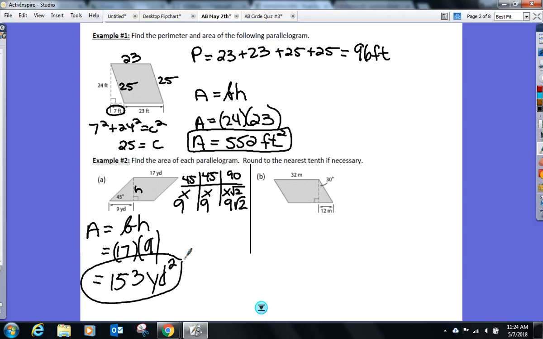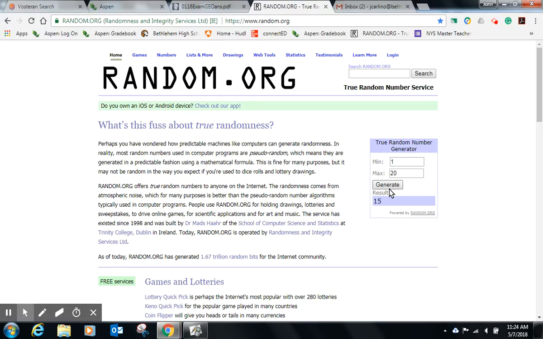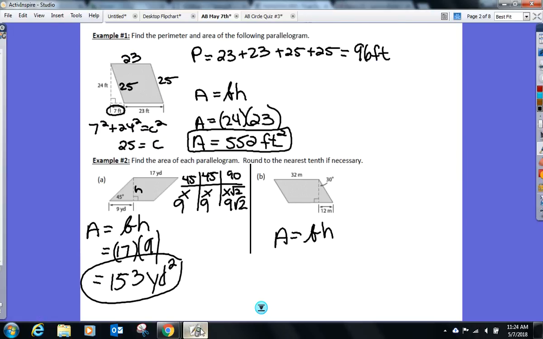Same type in B, now I got a different triangle, right? First of all, what piece is given to you, the height or the base, and what is it? Here you go, 15, height or the base, which one's given to you? The base, well, how long is it? Okay, 32 times the height, which is part of a 30, 60, 90 now.